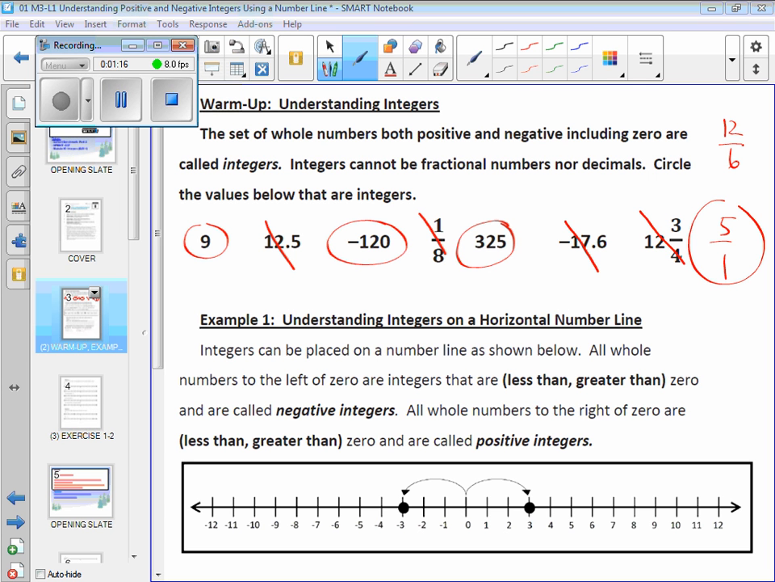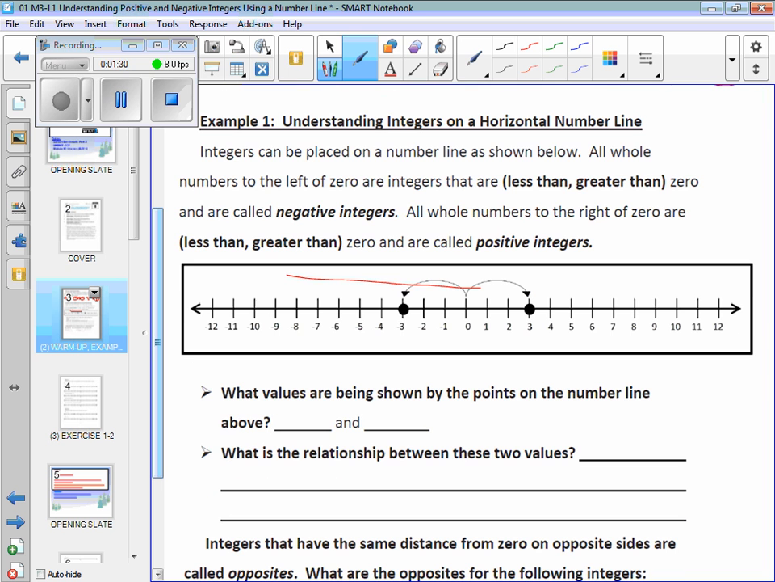Okay, understanding integers on a horizontal number line. Integers can be placed on a number line as shown below. We kind of did that as the live demonstration up here. All numbers to the left of 0, as we mentioned, are negative integers. All numbers consequently to the right are positive. Numbers to the left of 0 are less than 0, and all numbers to the right of 0 are greater than.